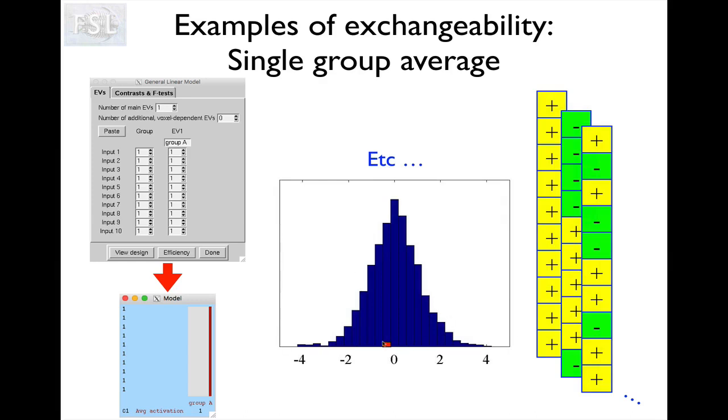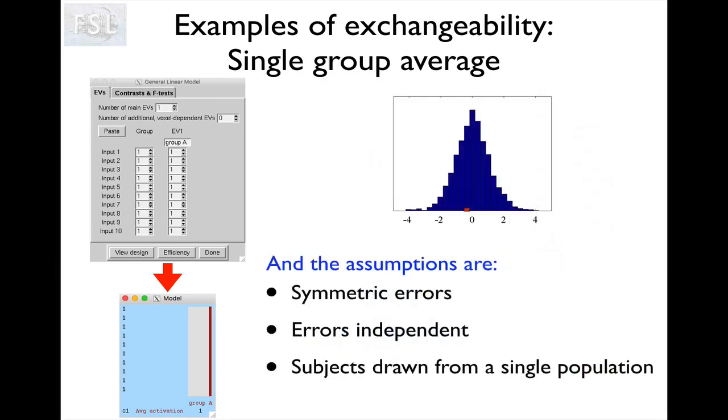In this case, it turns out that this was completely insignificant, right? But we can do the same trick as before, just by doing this sign swapping. And the assumptions here are symmetric errors, errors independent, and subjects drawn from a single population.